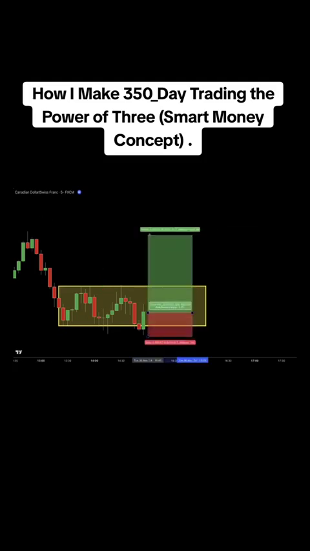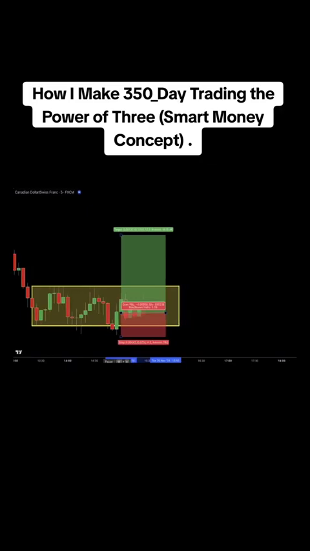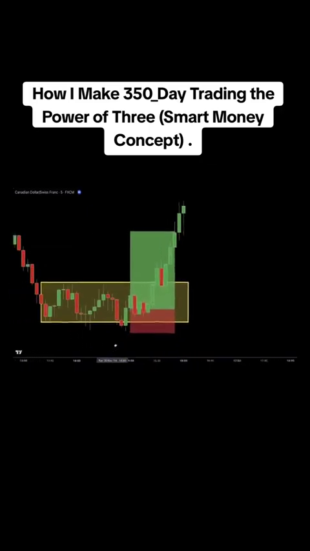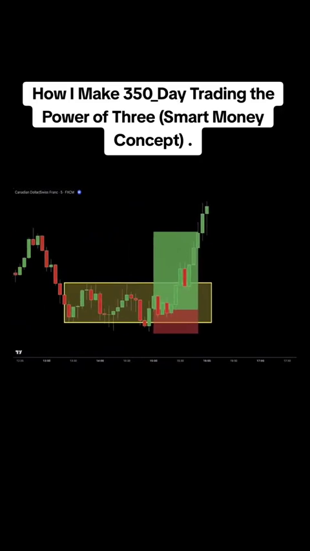Enter at the close of the candle that closes back inside the range. Set your stop loss just below the candle that made the breakout. Your target is the next key resistance level. Look at what happens next. The market moves upwards just as expected.